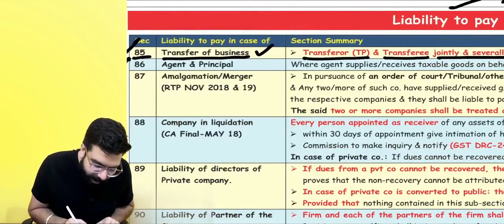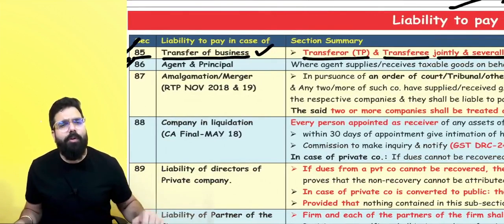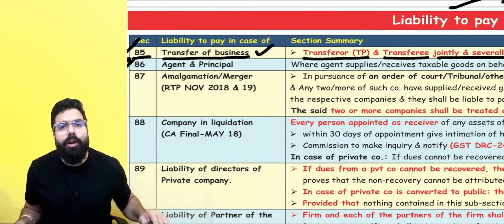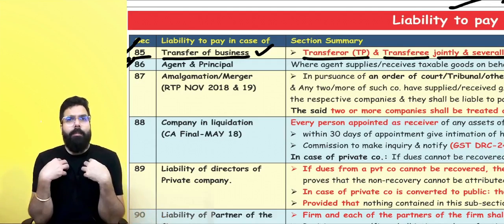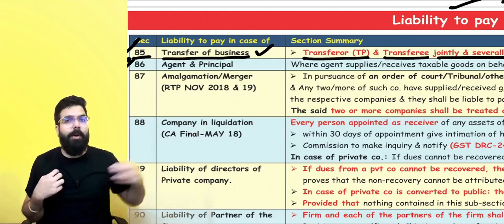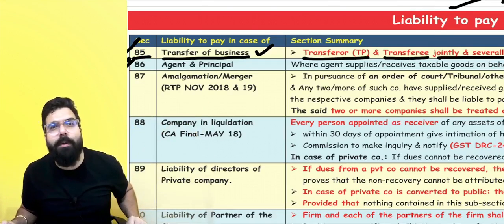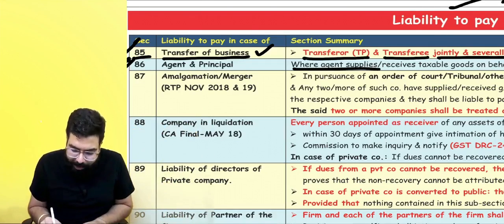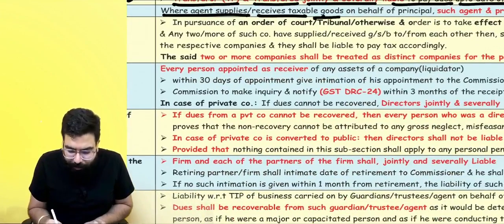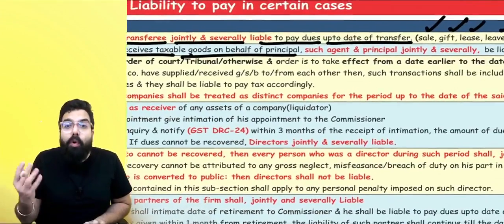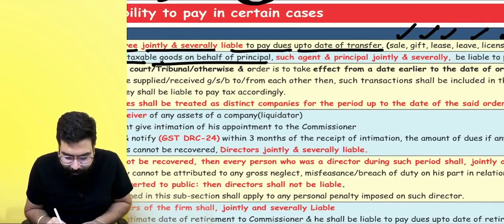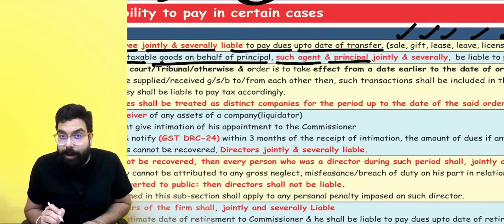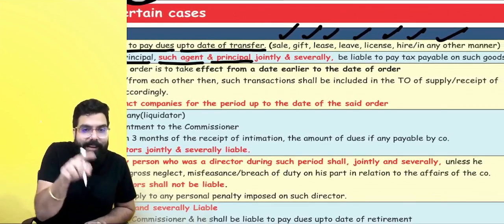Next, section number 86 talks about agent and principal. Sir, in case of agent and principal, I am an agent, I am supplying on behalf of principal or I am receiving the goods on behalf of principal. Who shall be liable? Where an agent supplies or receives taxable goods on behalf of the principal, who shall be liable to pay the tax, interest, etc.? They are telling such agent and the principal shall be jointly and severally liable.